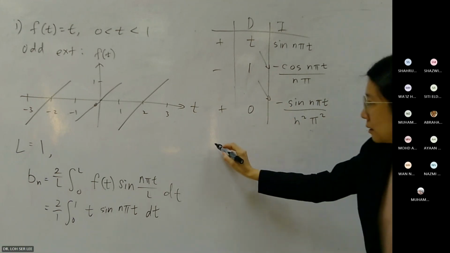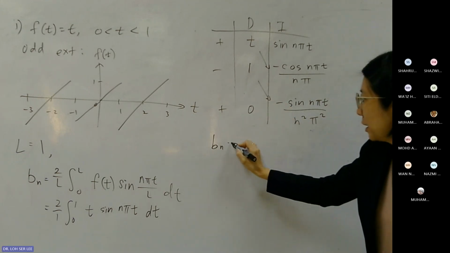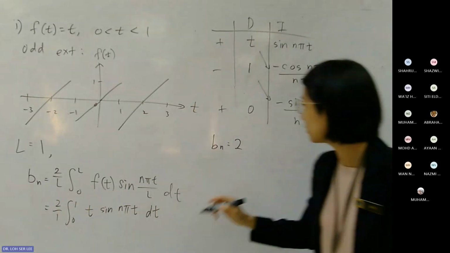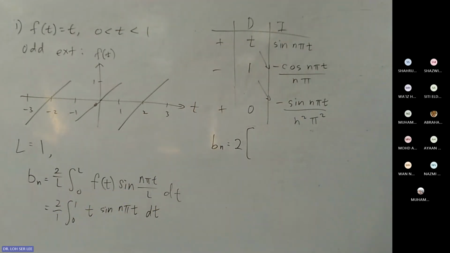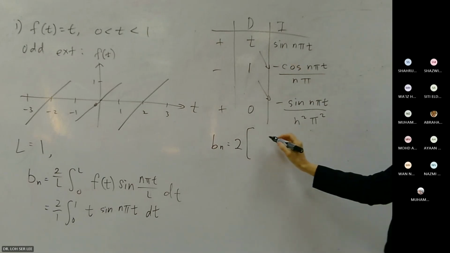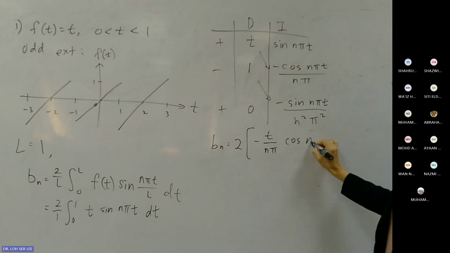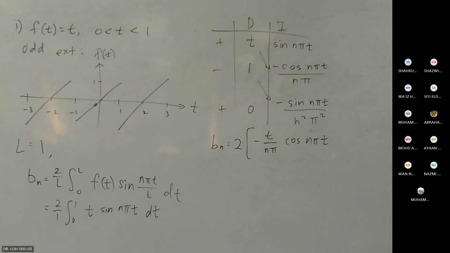Here, your Bn is 2. Do not forget about this 2. You still have a 2 outside. So 2 times negative t over n pi cos n pi t plus 1 over n squared pi squared sine n pi t, from 0 up to 1.